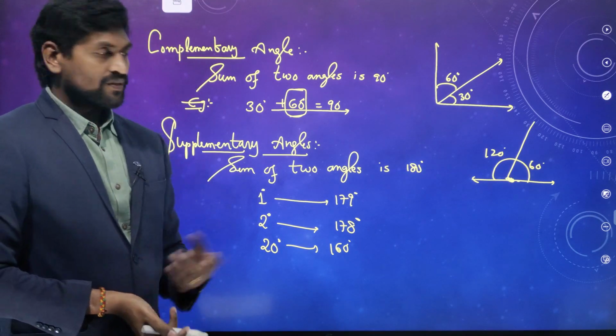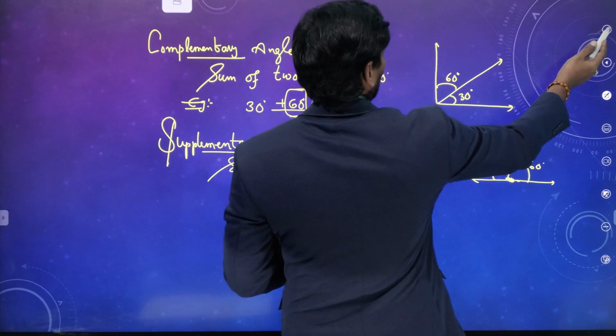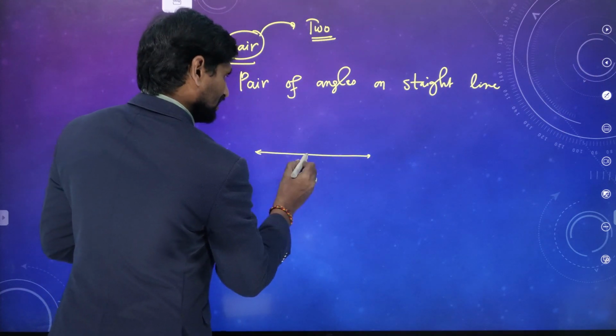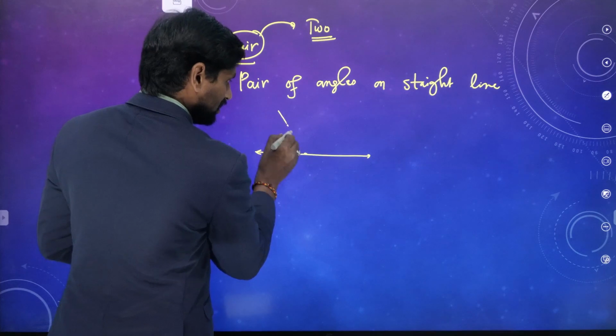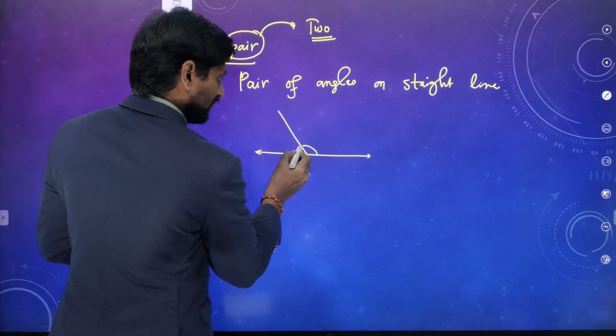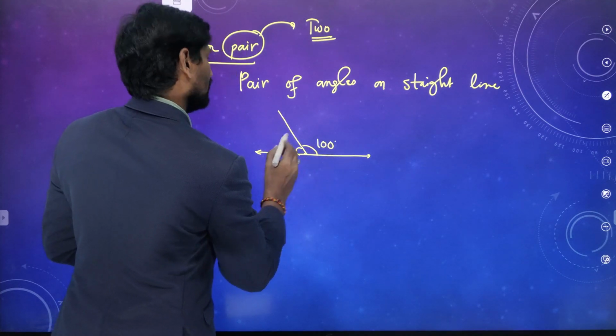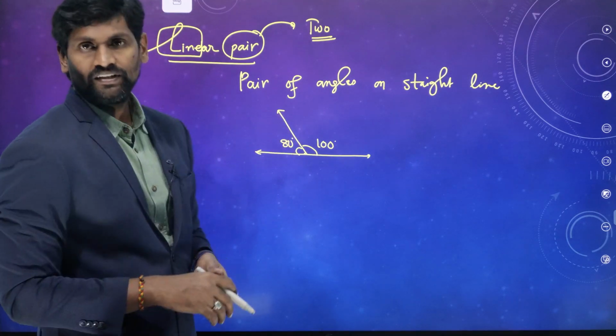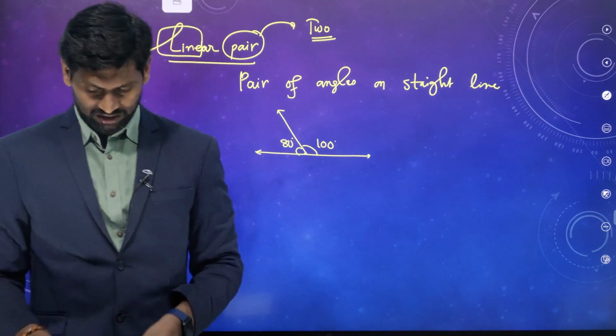Okay, no? Same way, linear pair. Linear pair means pair of angles on a straight line. If you take any straight line like this, a pair of angles are 180 degrees, then this is called linear pair. Okay, no?